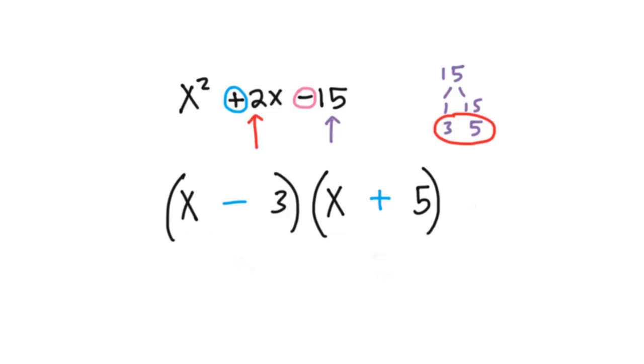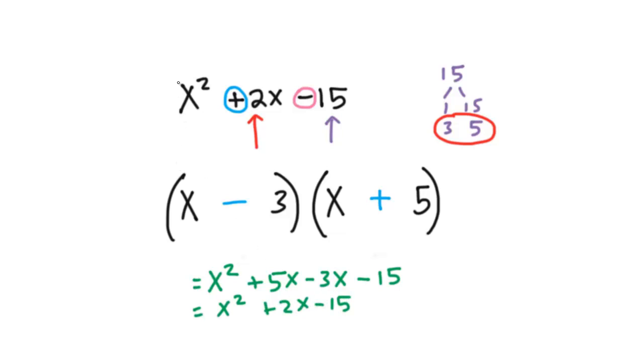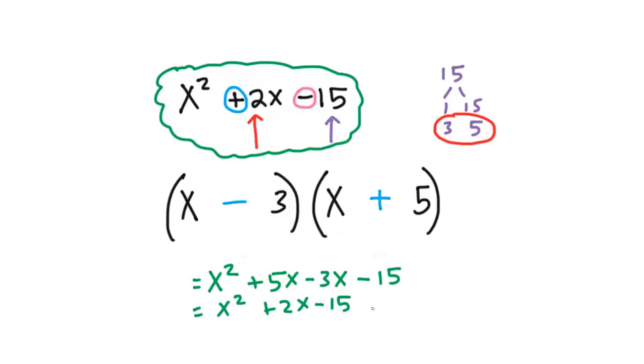Okay, the last step is to check to see if we did this right by FOILing. So x times x will give us the x squared, x times the plus 5, which gives us plus 5x, and then we have the negative 3 times the x, which gives us the negative 3x, and the negative 3 times the positive 5, which gives us the negative 15. Now if we were to reduce this, we're going to get x squared plus 2x minus 15. And it matches exactly with the original trinomial that we started off with. So we're good.